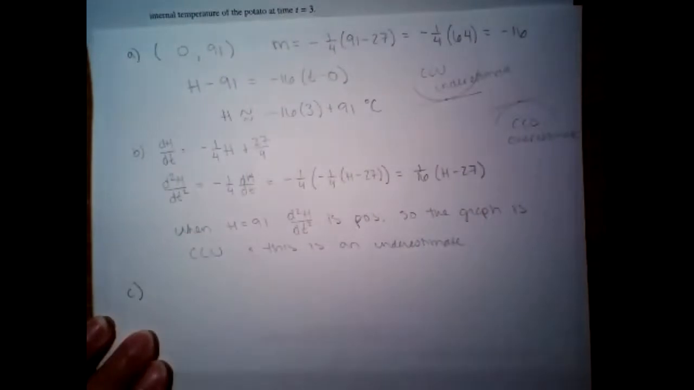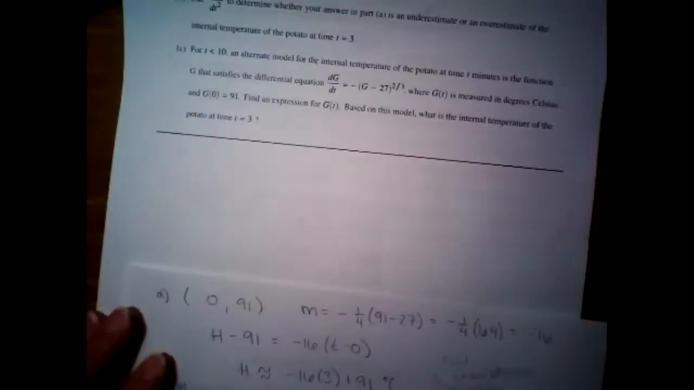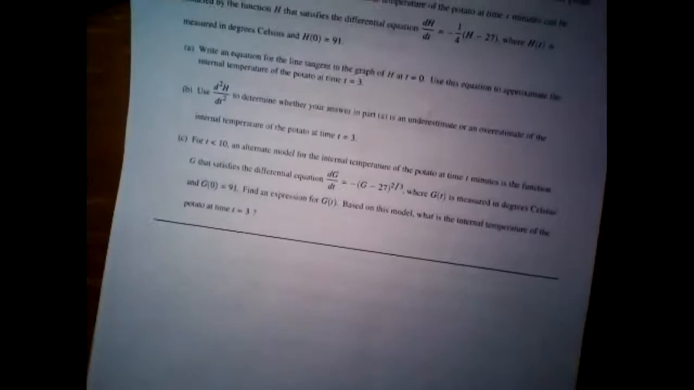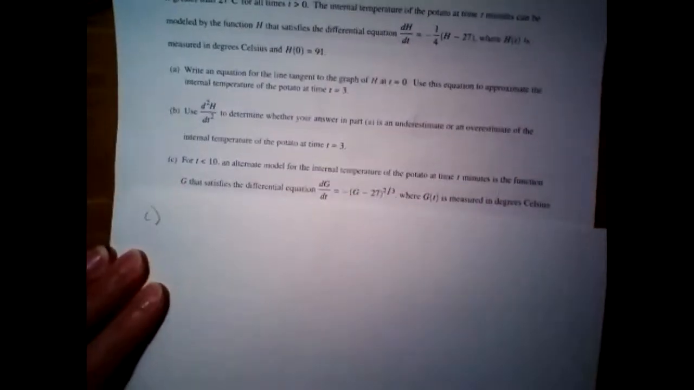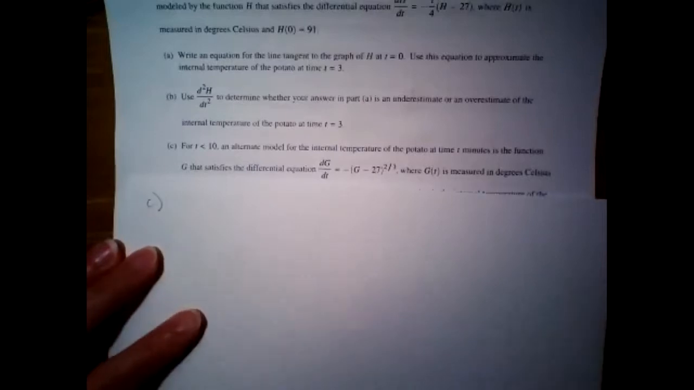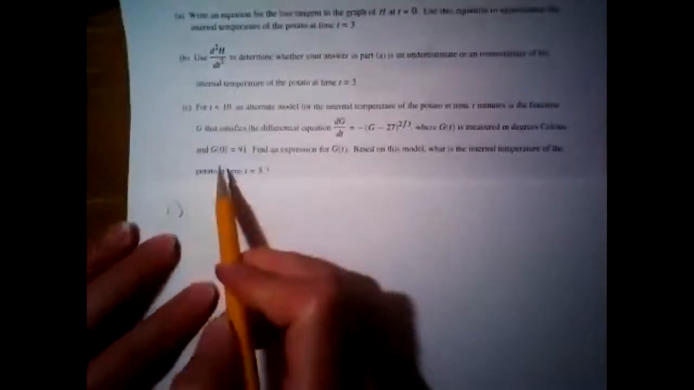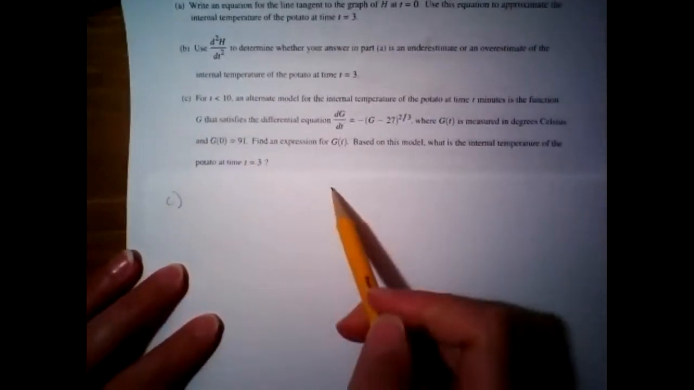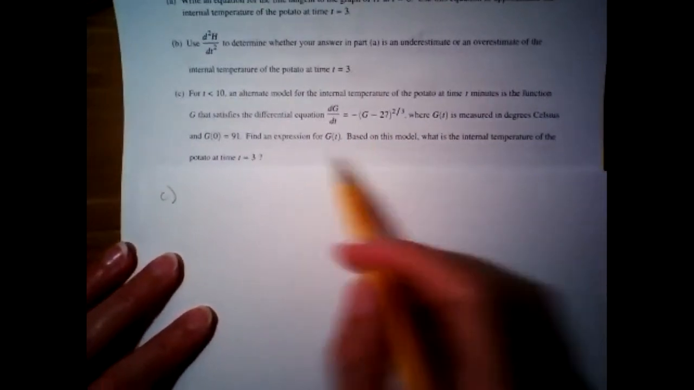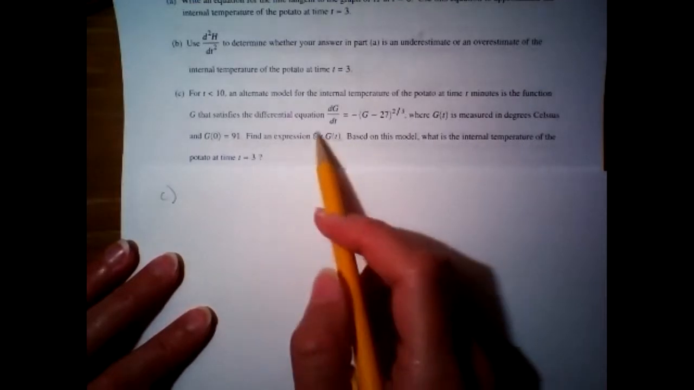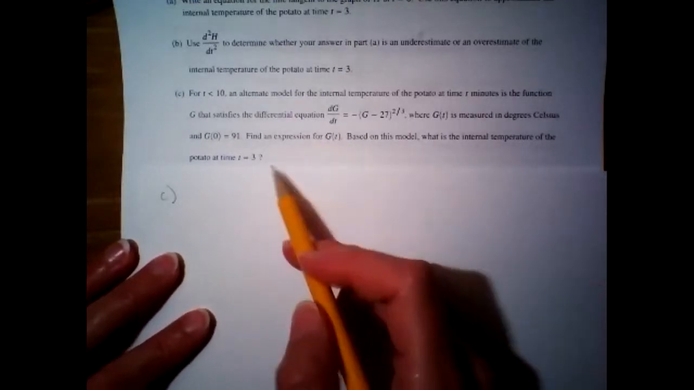an underestimate. All right, and then like I was saying, part C actually doesn't have anything to do with the rest of the problem because they introduced this totally brand new function, this dg/dt. So g satisfies the differential equation, and then they give you that still degrees Celsius, and still this initial condition g(0) = 91. They just made this different differential equation based on the find the expression for g. So we're going to solve the differential equation and then plug in 3.